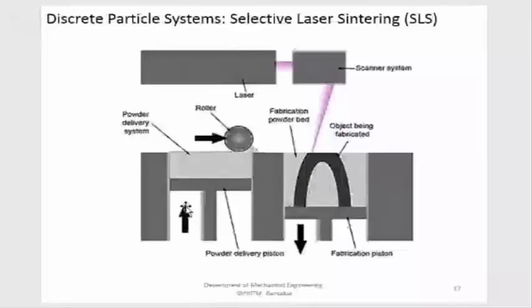In selective laser sintering, it may happen or it may not happen. We cannot say with conformity. But the particles will be bonded together because of the heat of the laser and you are going to get a solid component. So what is the advantage and what is the disadvantage here?